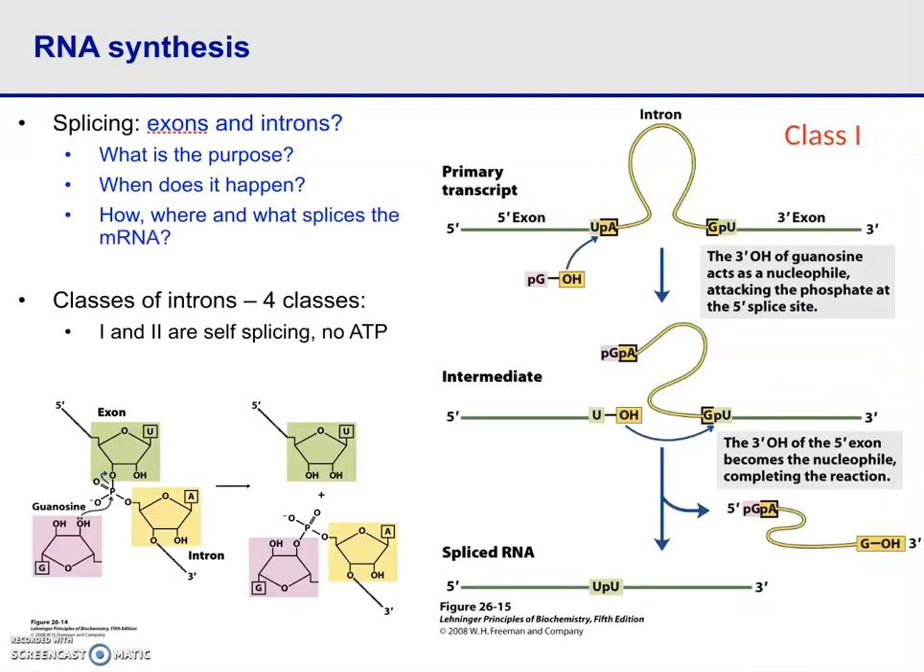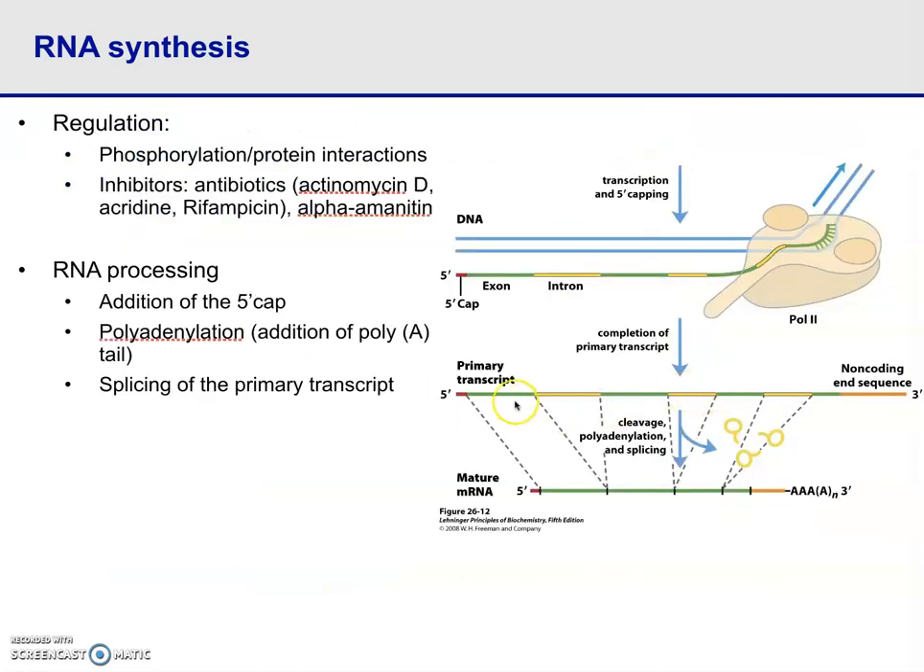The third processing mechanism of the primary RNA transcript is RNA splicing. Now, in order to understand splicing, we need to understand the meaning of the terms exons and introns. In this figure, you can see how we have a primary transcript with green and yellow areas. The green areas represent exons, which are going to be part of the final mature RNA that's going to code for the expression of a protein.